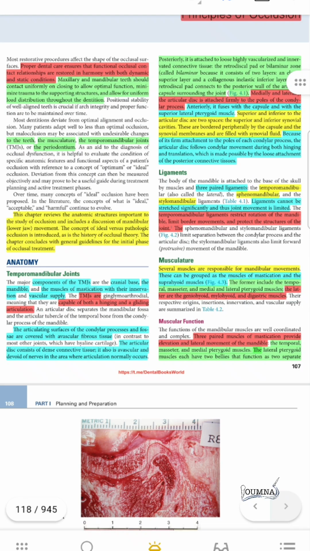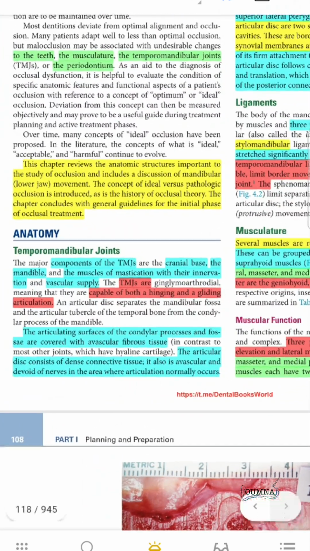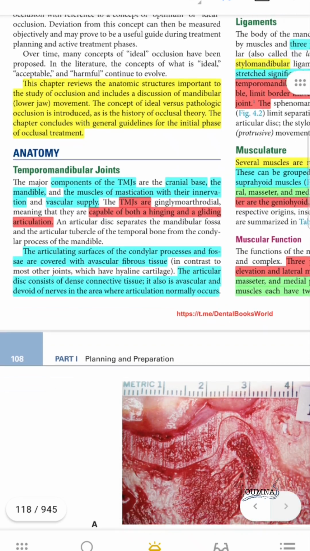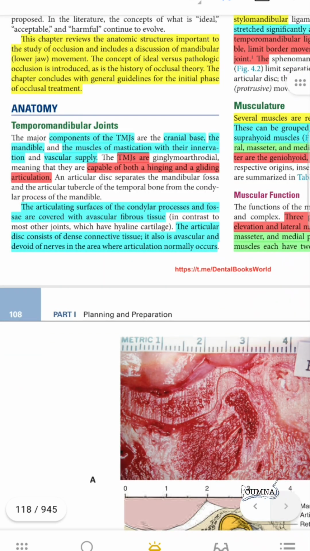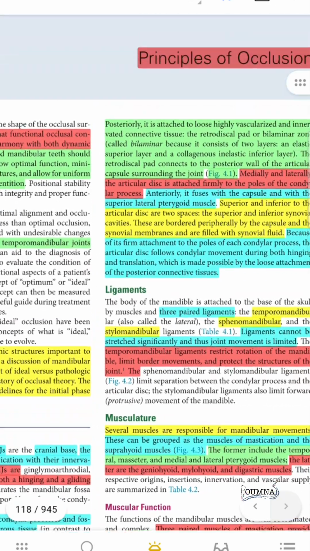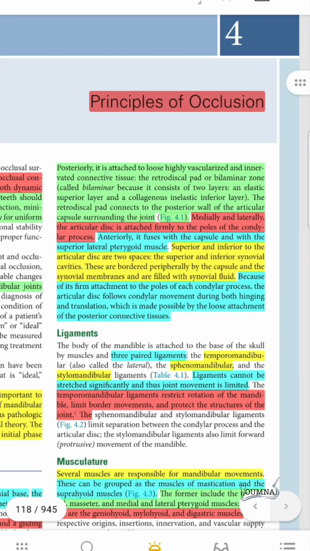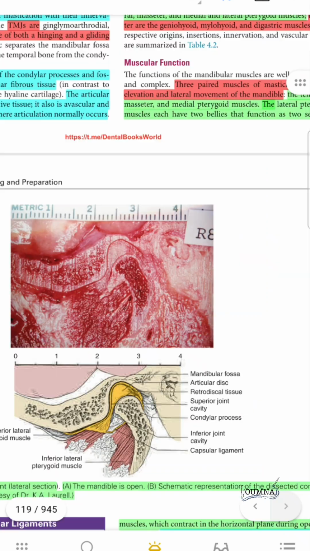The temporomandibular joint is capable of doing both hinging and gliding articulation. The condylar process is covered with avascular fibrous tissue, and the articular disc is also a connective tissue that is avascular in its anterior portion, but posteriorly we have a highly vascularized and innervated connective tissue that is called the bilaminar zone.